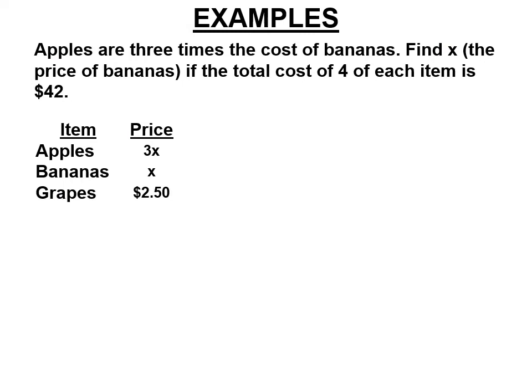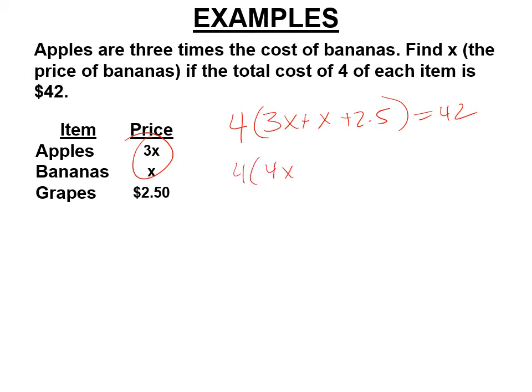Apples are 3 times the cost of bananas. That's why you have that in the chart. Find x, the price of the bananas, if the total cost of 4 of each item is $42. All right, so 4 of each item. So we have a 3x plus an x plus a 2.5 equals 42. Now I'm going to combine these like terms first and get 4x plus 2.5 in there. And then I'm going to do my distributive property. But you could distribute right off the bat. That's fine. That also works.